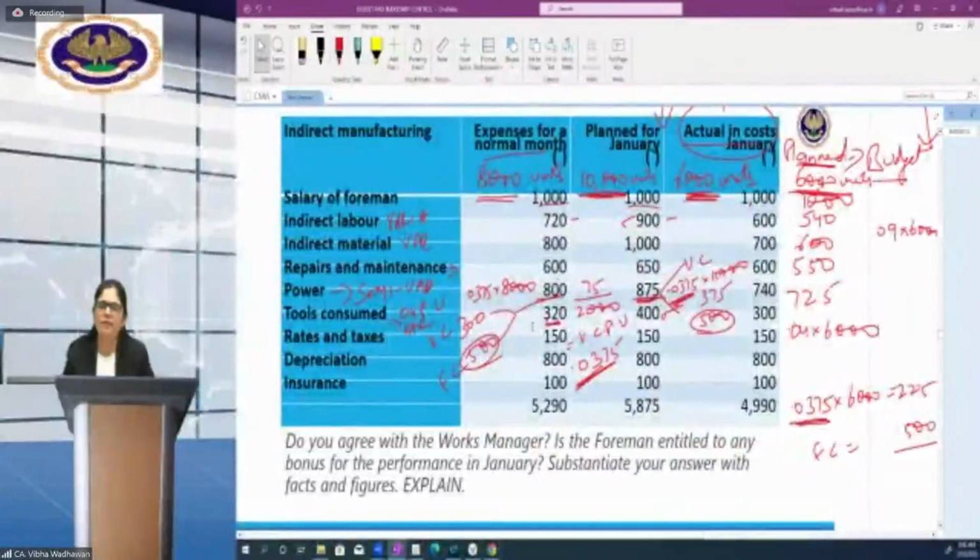I hope you have understood. So we have all the costs. The salary is fixed. Indirect labor and indirect material are variable, so just calculate per unit and then multiply it by 6,000. Repairs and maintenance and power are semi-variable. We have split them between fixed and variable. Tools consumed are variable. We have just calculated per unit and multiplied by the 6,000 units. Rates, depreciation and insurance are fixed. Yeah. So I hope you have understood, students.